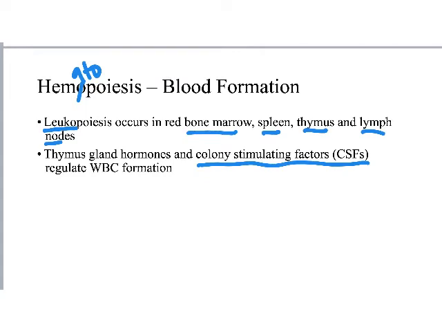When you're younger, the thymus gland is important in producing some of these lymphocytes. And so there's a hormone from the thymus gland that also helps in production. But if you remember these CSFs, colony stimulating factors, that's kind of analogous to erythropoietin. So erythropoietin stimulates red blood cell production, and colony stimulating factors stimulate white blood cell production.